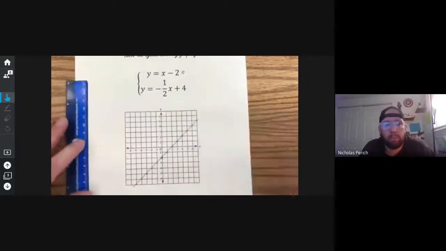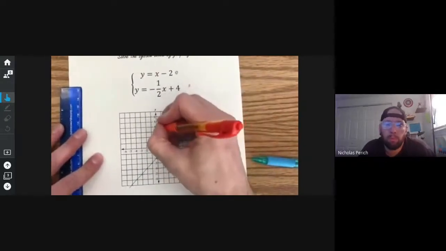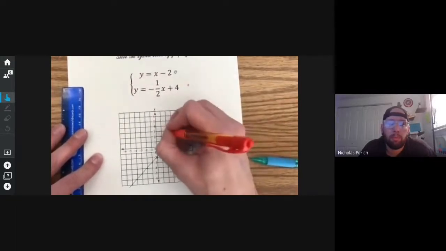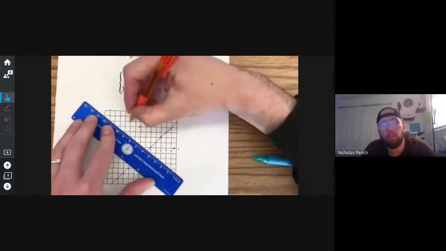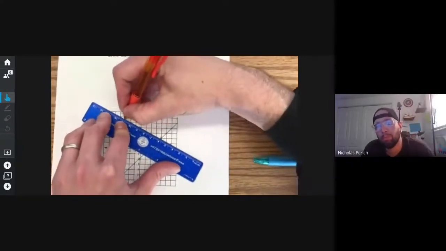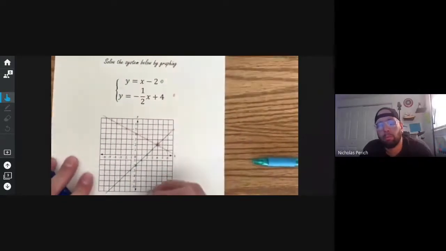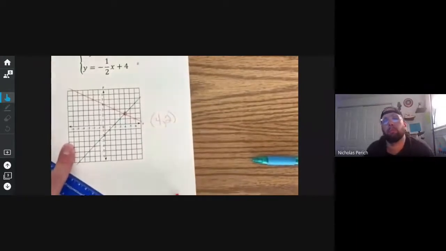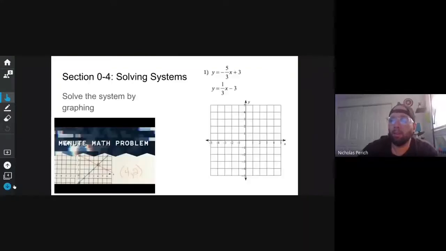The bottom line, I'm going to make orange. Start at 4, up 1, left 2, up 1, left 2, as many times as I can. Bam! Draw a line right there, and as I'm speaking and as I'm drawing, it looks like these two lines intersect at the point 4, 2, which means my answer is 4, 2. Bam! Look at that. Done in a minute with a second to spare.